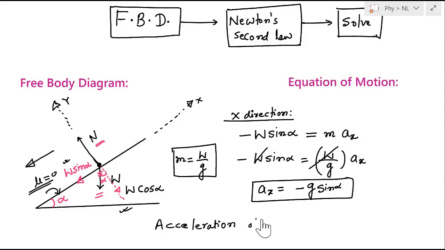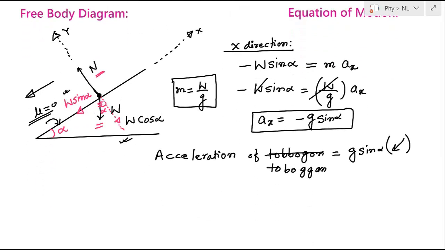So we can say the acceleration of the toboggan is equal to g sin alpha, and this is down the incline, not up the incline, so this shows the direction, that is down the incline. Toboggan is spelled T-O-B-O-G-G-A-N. So this is the acceleration of the toboggan.